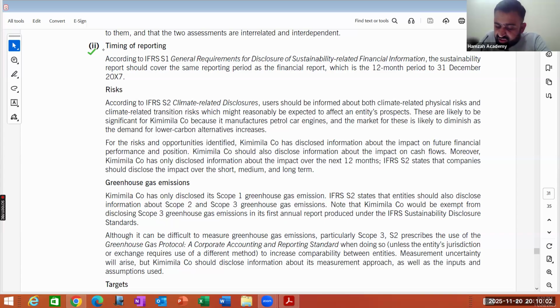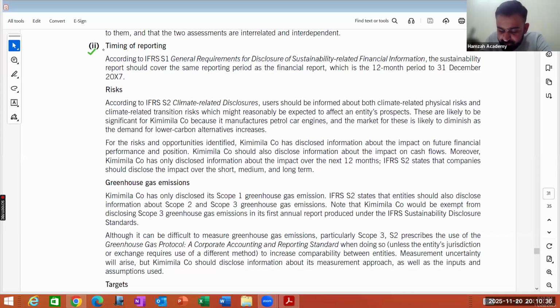So for the risks and opportunities identified, K company has disclosed information about the impact on future financial performance and position. K company should also disclose information about the impact on cash flow. Moreover, K company has only disclosed information about the impact over the next 12 months. IFRS S2 states that a company should disclose the impact over the short, medium, and long term. It is also a requirement. They should not focus just on the impact over the next 12 months; they need to disclose the impact over the short, medium, and long term.